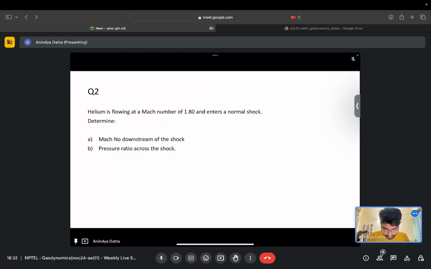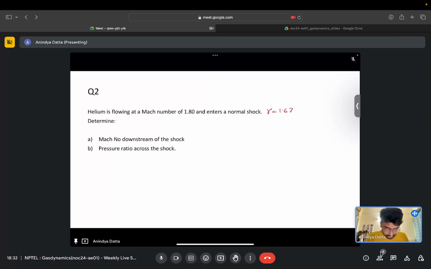So let's solve the first problem. We have helium flowing with a Mach number of 1.8, and it enters a normal shock. We have to find the Mach number downstream of the shock and the pressure ratio across the shock. Since this is helium, I forgot to mention that gamma is 1.67, so I have to use a gamma value of 1.67 for this problem.